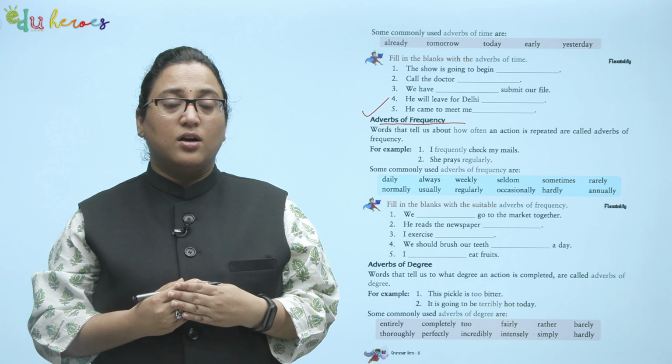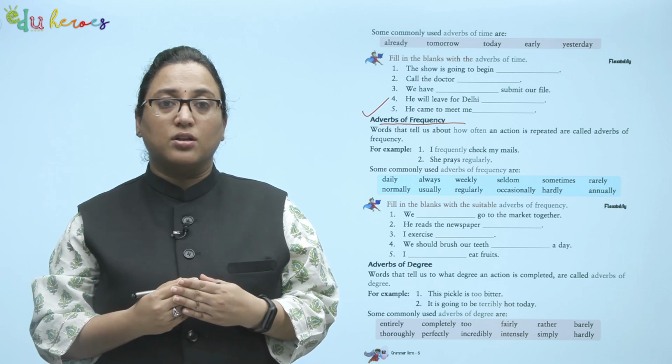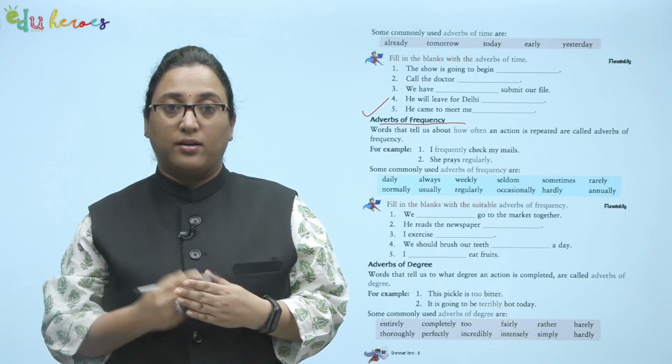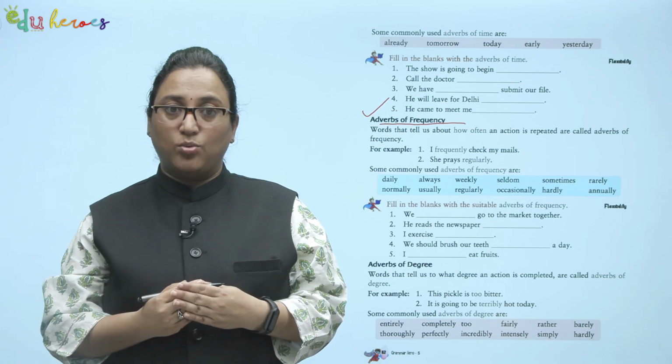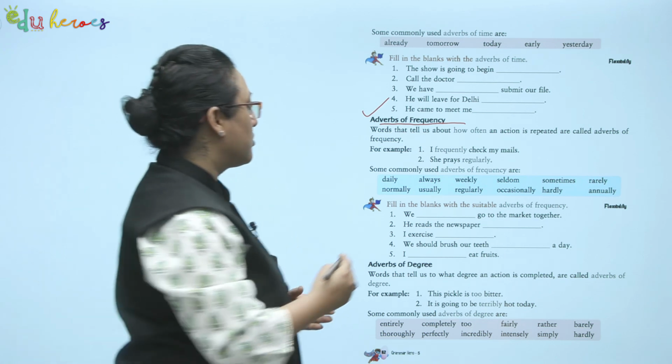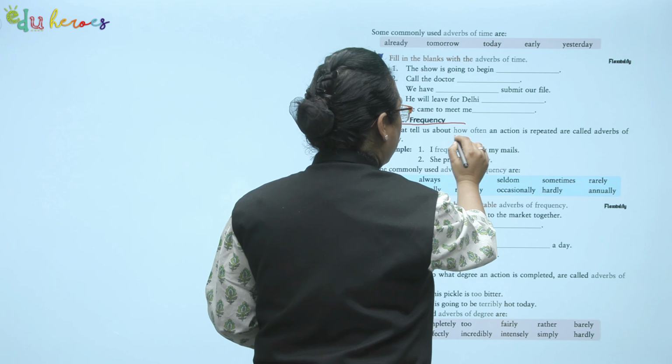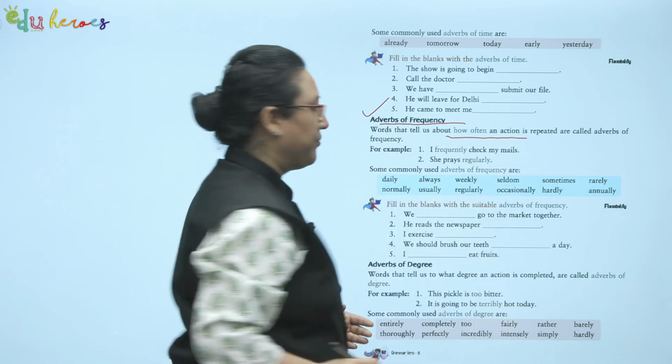It tells us what is the frequency of that action. How often, how many times, how quickly or after how long the action happened. So the key word to remember and ask is how often.